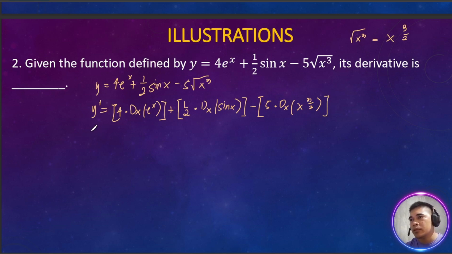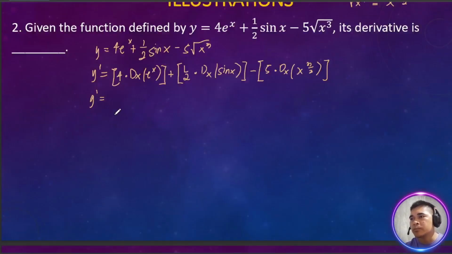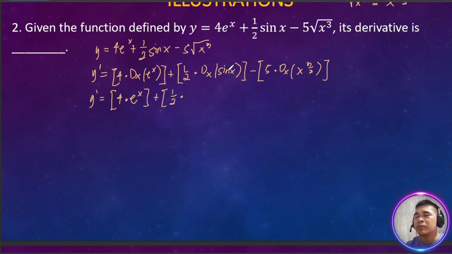Okay. Y prime equals, so apply na ta sa derivative. So, we have 4 times sa derivative sa e to the power of x, still e to the power of x, plus 1 half times derivative of sine x is cosine x minus 5.